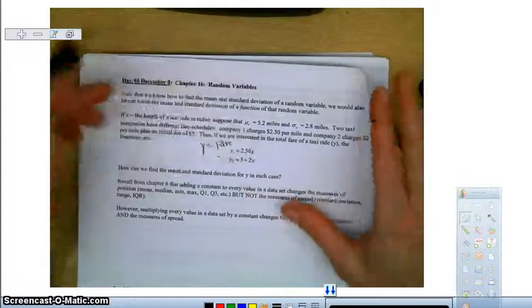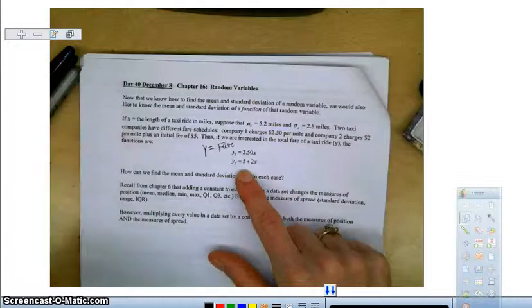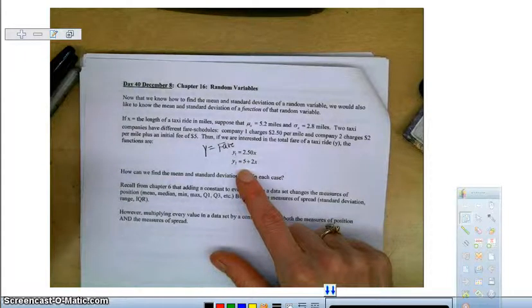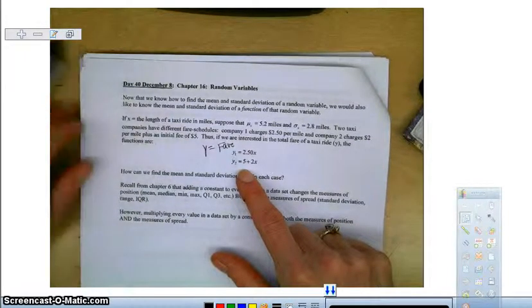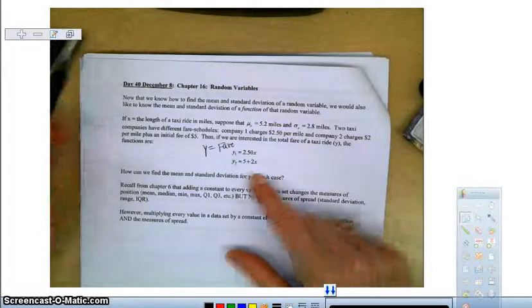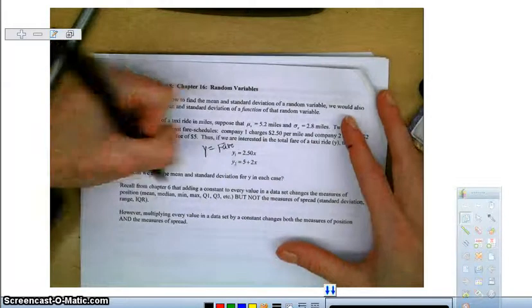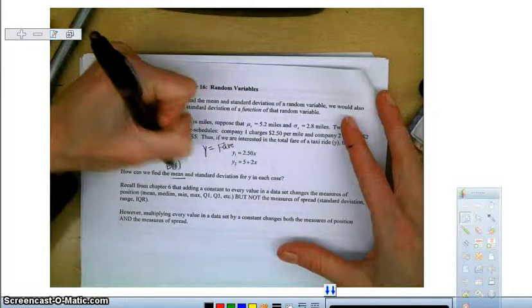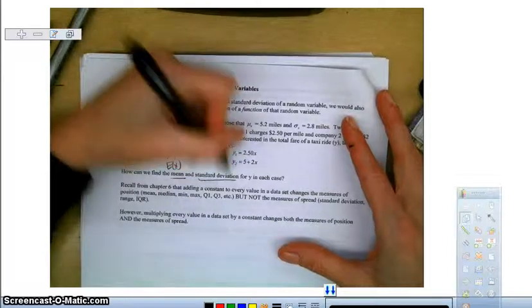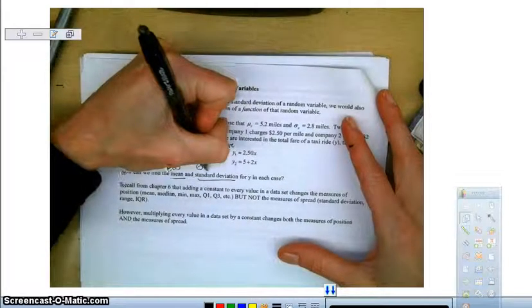The second company is going to charge $5 plus $2 per mile. So just for getting in the taxi, they're going to charge you $5. They want to make sure they make at least $5 plus $2 for every mile. Okay, so these are our functions. How can we find the mean, the expected value, and the standard deviation for each case?